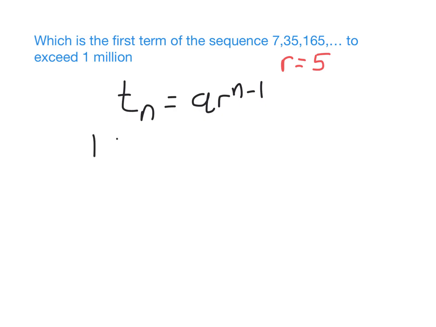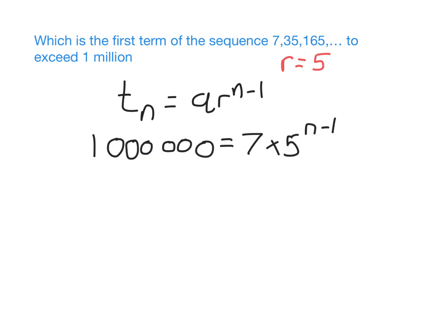So T is just the value of the term, so it's 1 million. A is the first term, so clearly equal to 7, and we already figured out that R is equal to 5. So this is the equation that we're solving. Dividing each side by 7, I get 142,857.14 and so on. That is equal to 5 to the n minus 1. So n, the unknown, is part of the power. I'm going to use logs.